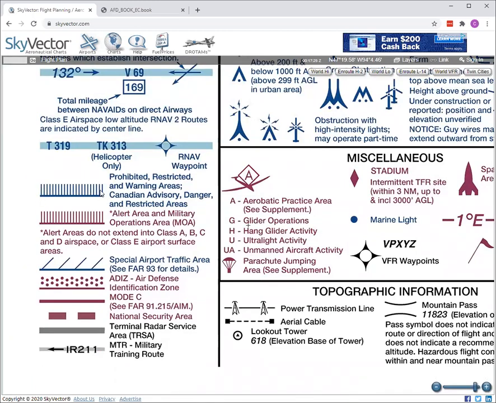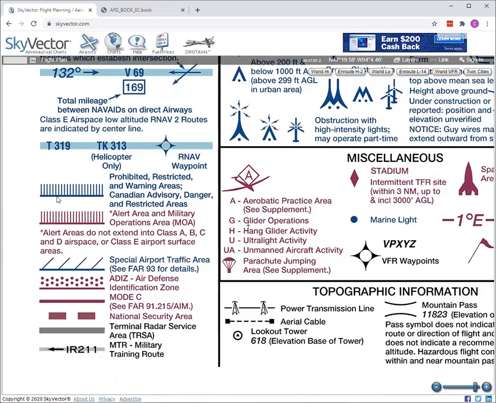So these little hash lines coming out of this solid line, whatever kind of pattern you want to ascribe to this, both of these are for prohibited / warning areas and MOAs. Prohibited, restricted, warning, Canadian advisory, danger, and restricted areas all get this blue. And then if it's an alert area or a MOA, they're indicated in magenta.